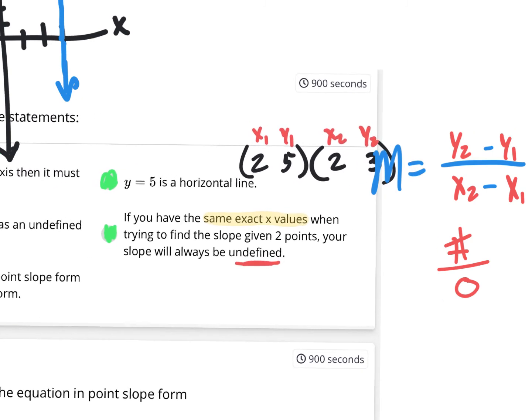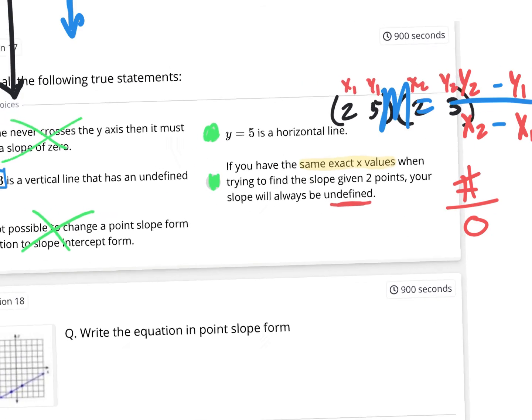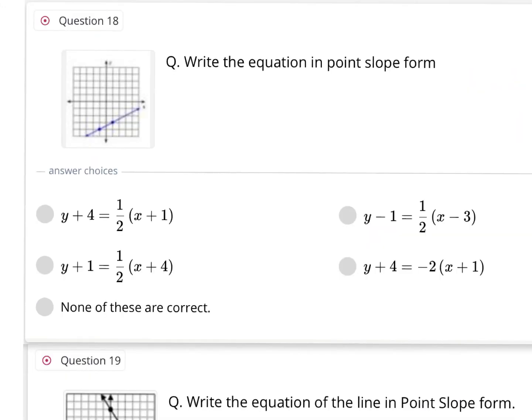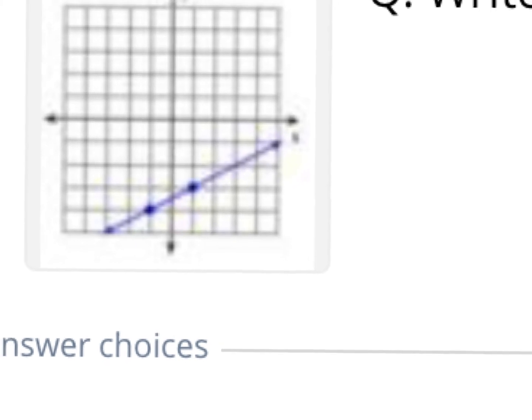So once again, ladies and gentlemen, what you need to do is select all 3 of these and then submit your answer. Okay? That's how to get it right. Let's move on. Write the equation in point-slope form. Well, we have 2 points here. I guess it's important to identify these points.